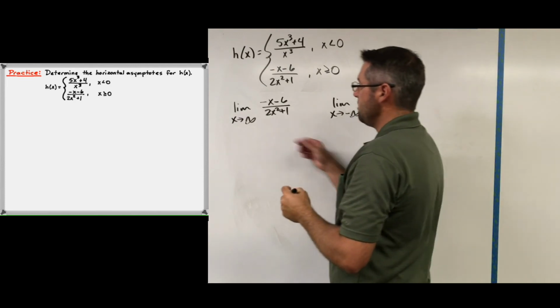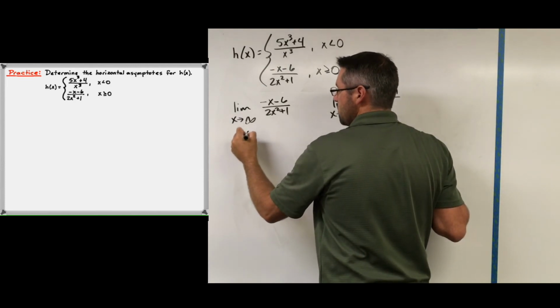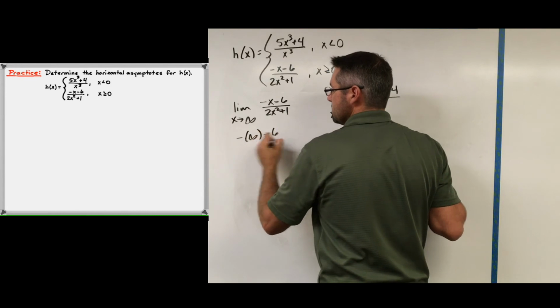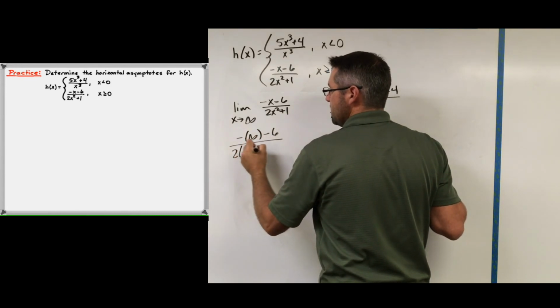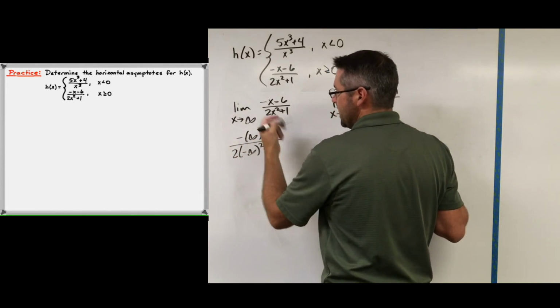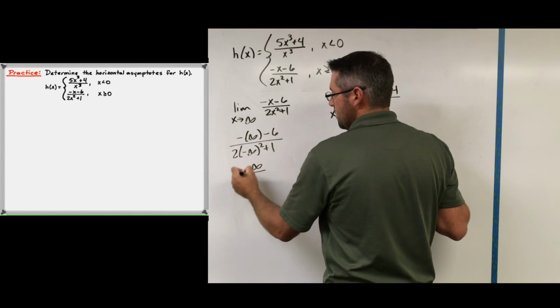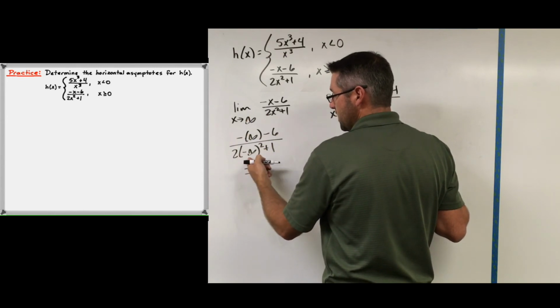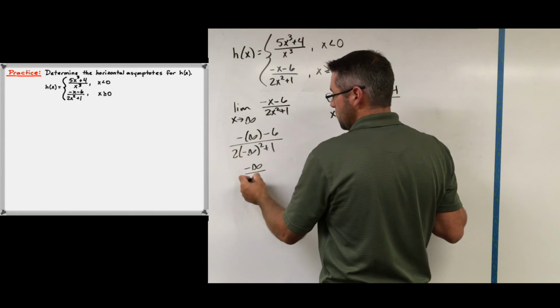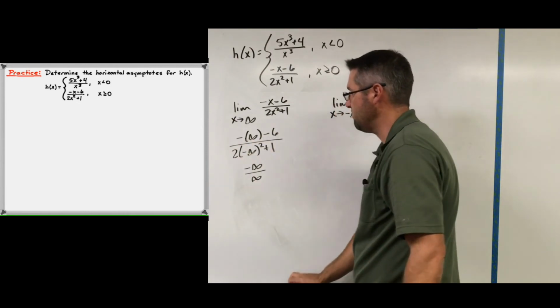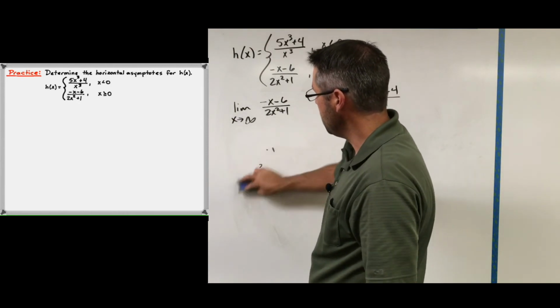And so remember, the first step is always to try substitution. We have negative infinity minus 6 over 2 times negative infinity squared plus 1. Well, negative infinity minus 6 is negative infinity. Negative infinity squared is positive infinity. Times 2 is positive infinity, plus 1 is positive infinity. So we have an indeterminate form, so we have to try something else.